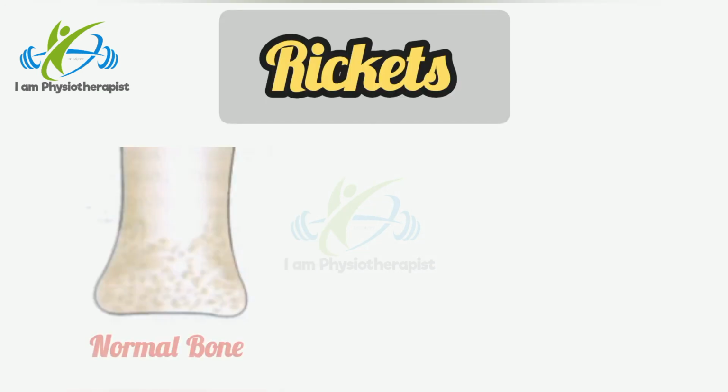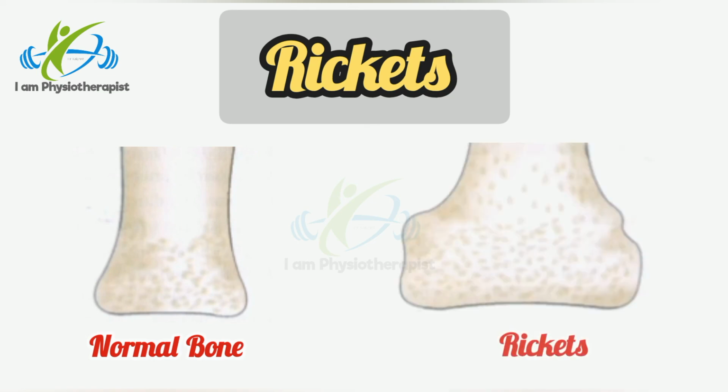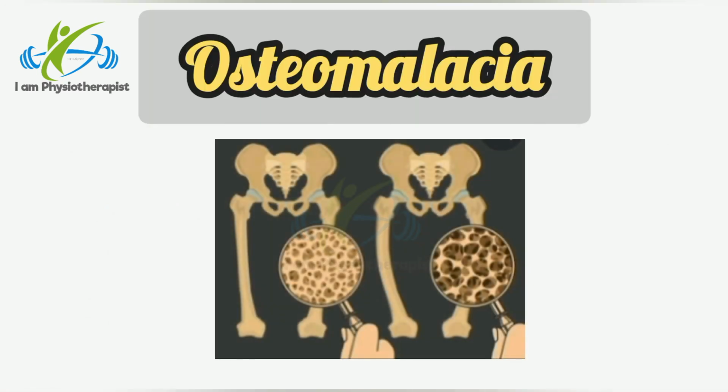Rickets. For proper development of bones, a child requires adequate amounts of proteins, calcium, vitamin D and other minerals. Deficiency of calcium and vitamin D in growing children leads to widening of ends of bones with inadequate ossification. This condition is called rickets. If deficiency of calcium and vitamin D occurs in adult life, it leads to osteomalacia. In this condition, the bones on X-ray examination do not reveal enough trabeculae.